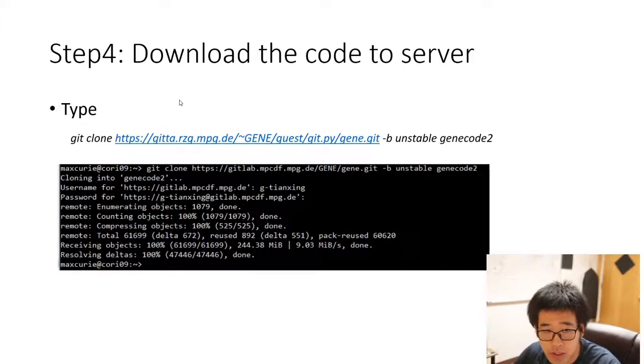Step 4 is to download the code to the server. After you log in, you can type git clone this, and -b stable GENE2. That's basically the latest. As far as I know, that's the latest GENE code. And you will see something like that.